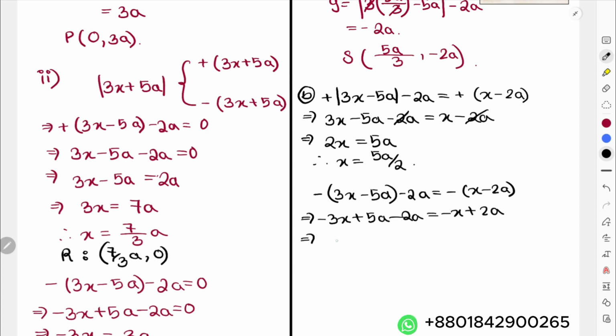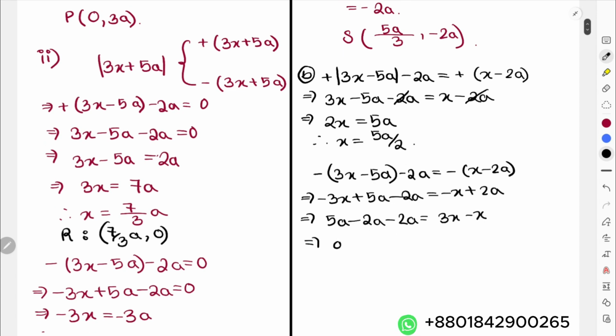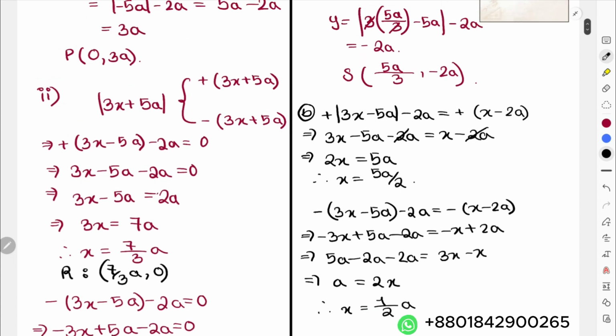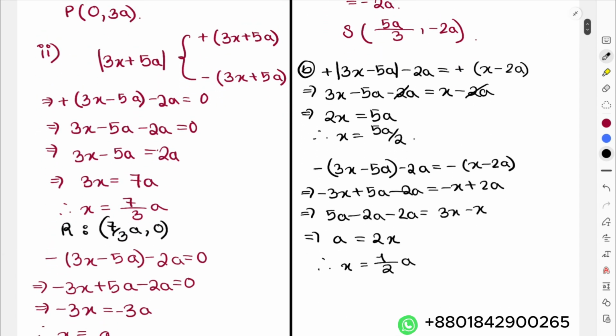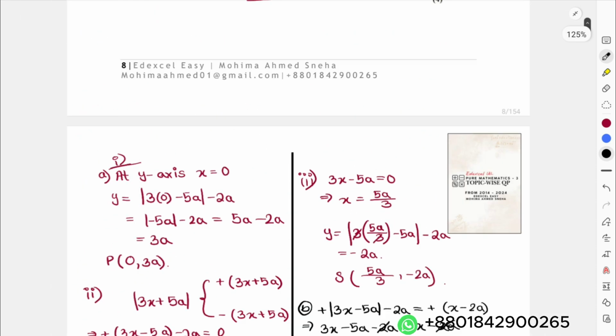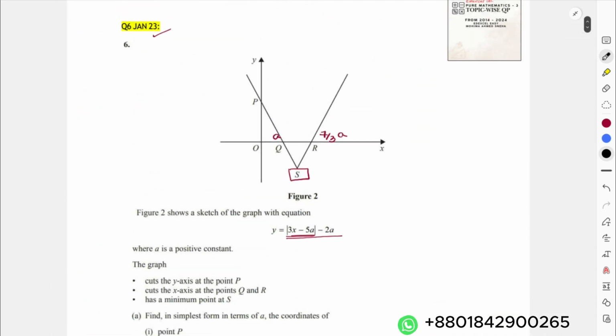So you get 5a minus 2a minus 2a, and then again 3x minus x. So you have 4, so you basically have a here and 2x. So again, you're supposed to get how much? Half x here, right? So half a here. This is your half a. So one is 5a by 2, or a by 2 over here. So these are the solutions actually. That's it. Other than this, we cannot get anything from this. So we are done with this question of Jan 23, question 6.